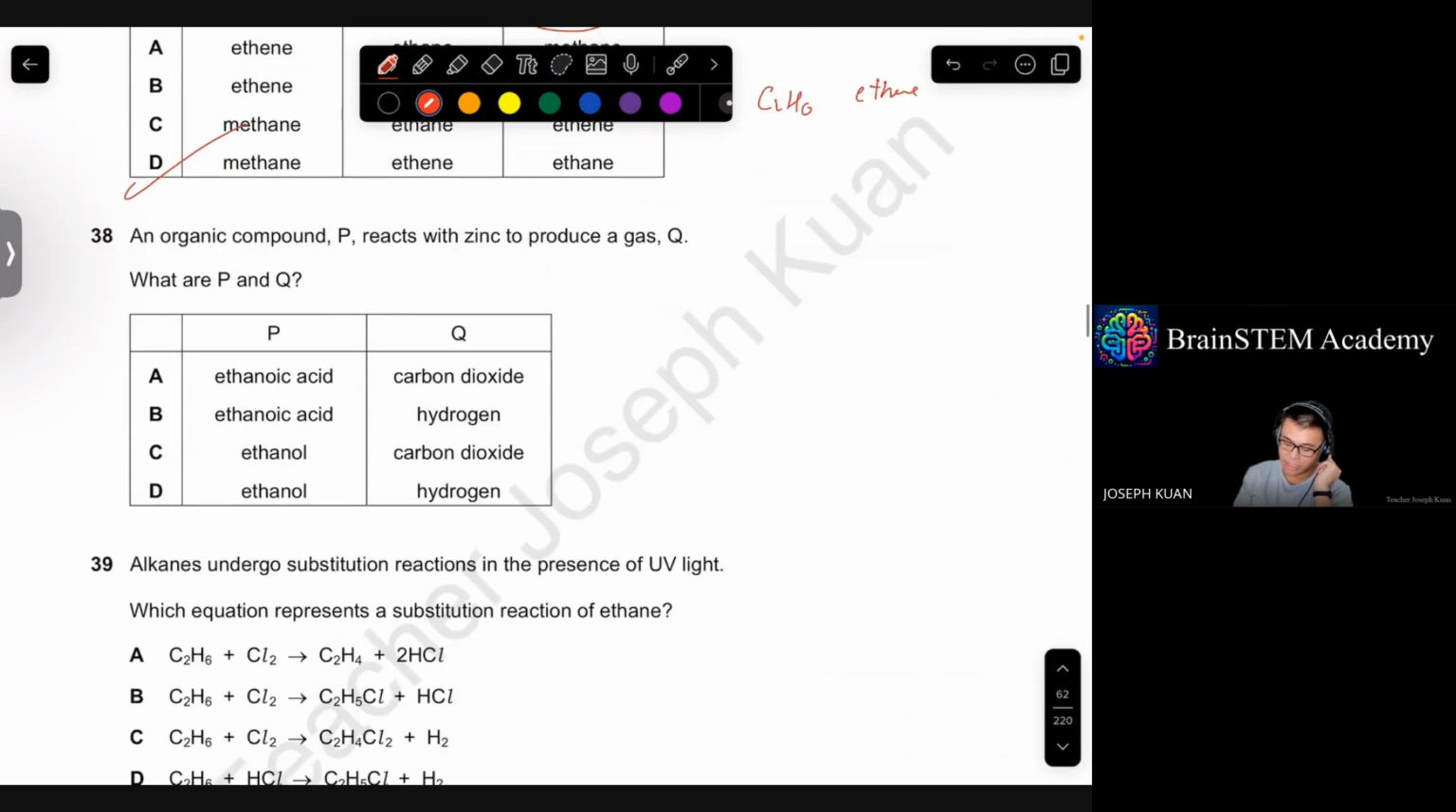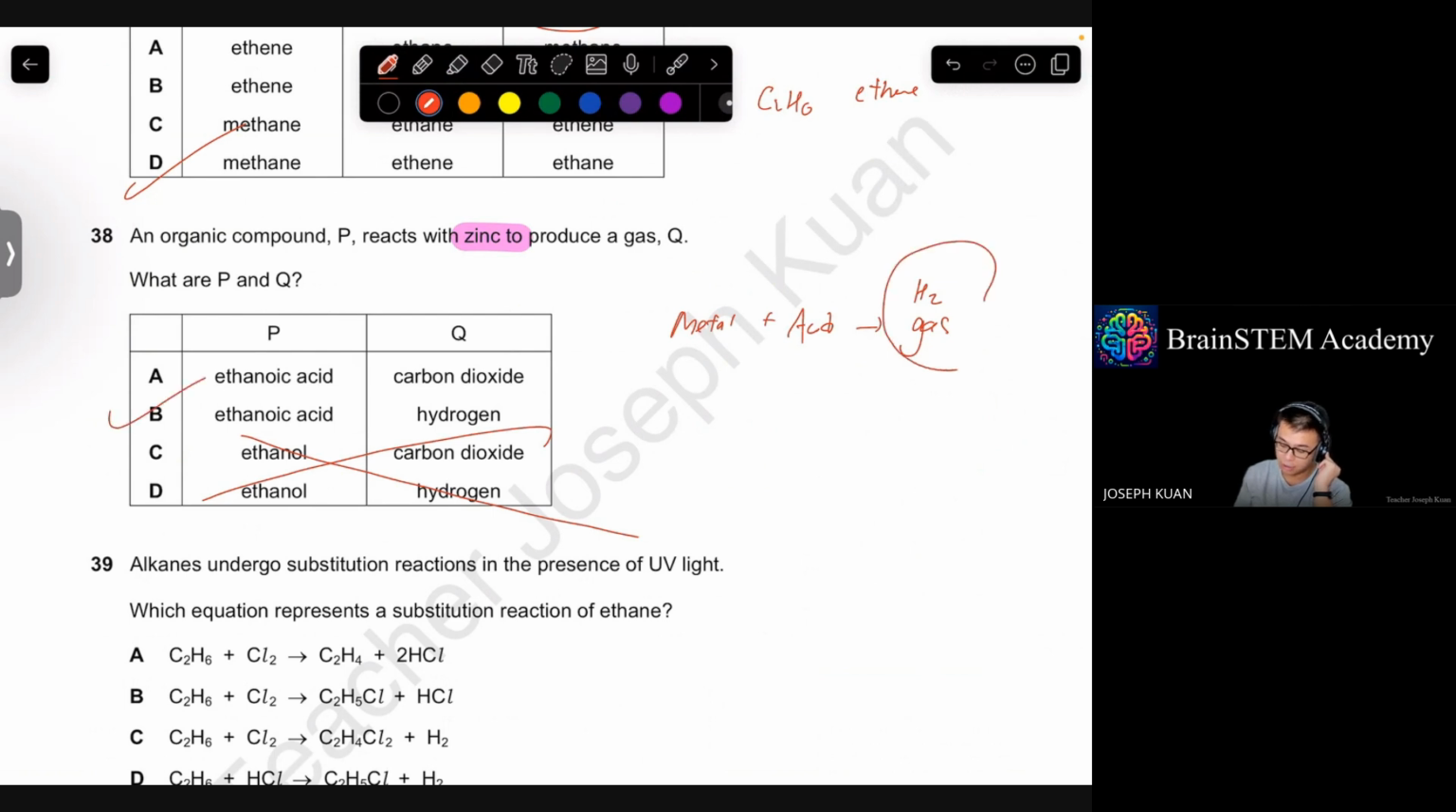Question 38. An organic compound P reacts with zinc to produce a gas. What are P and Q? As you can see, this is a metal. What reacts with a metal to produce gas? Which is most likely an acid, and this is hydrogen gas. All right. So which of the following are acids? It should be ethanoic acid, and the answer should be B, hydrogen gas. All right, not carbon dioxide.